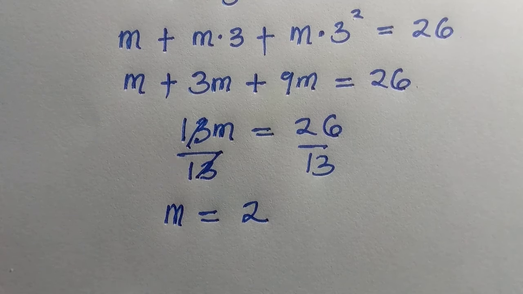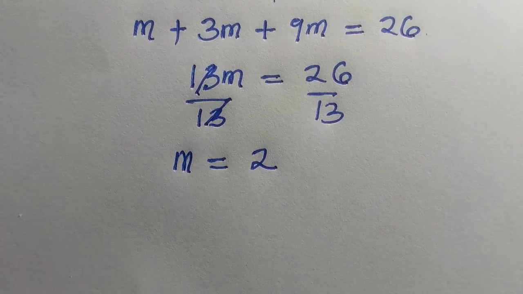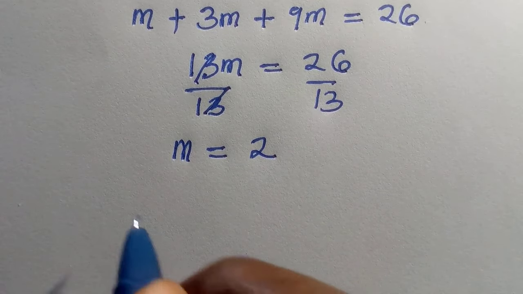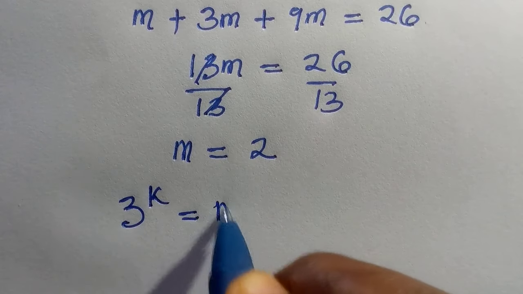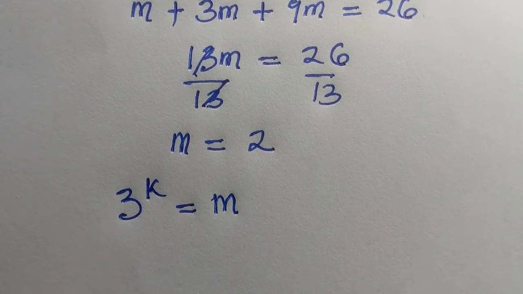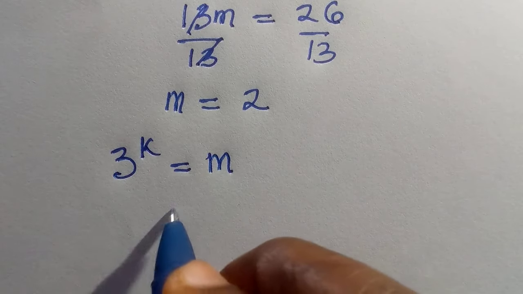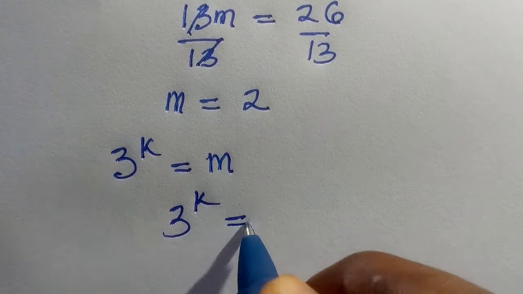If the value of m equals 2, then we are going to get the value of k, because the question says find the value of k, not the value of m. But just to make this very simple, we firstly let 3 to the power of k equals m. Then on getting the value of m, we substitute. So here we recall that 3 to the power of k equals m. Then we have 3 to the power of k equals 2.